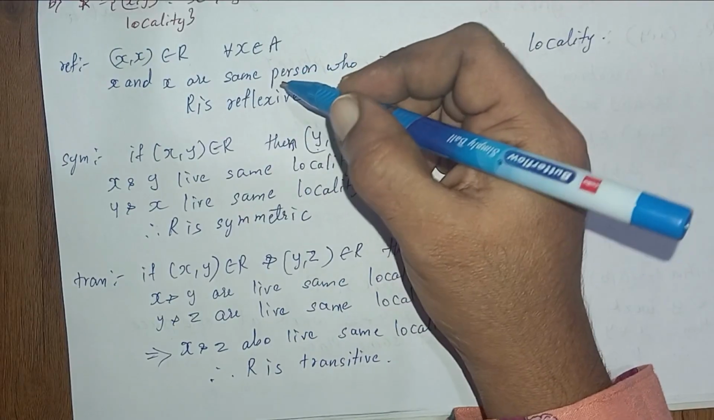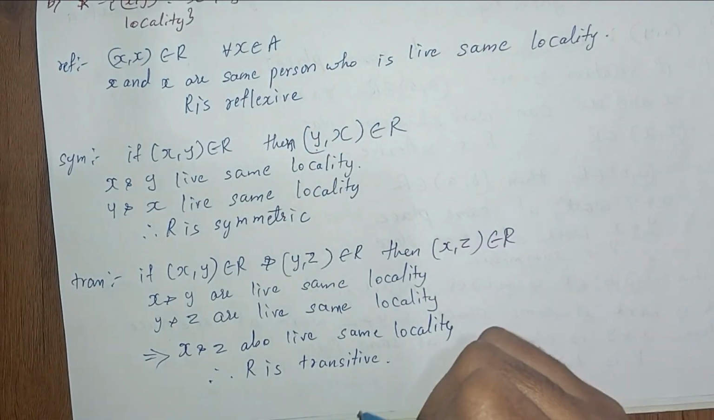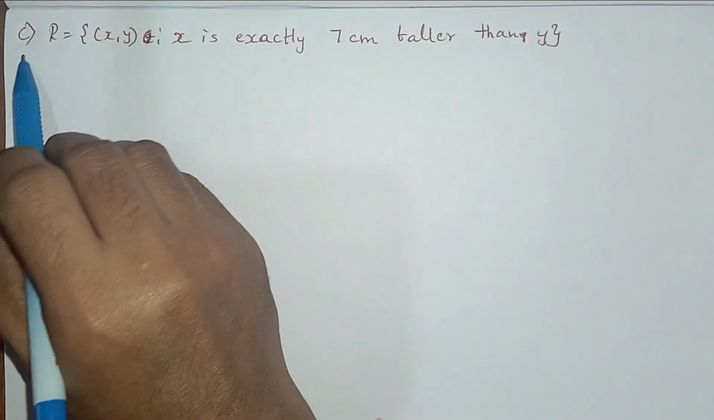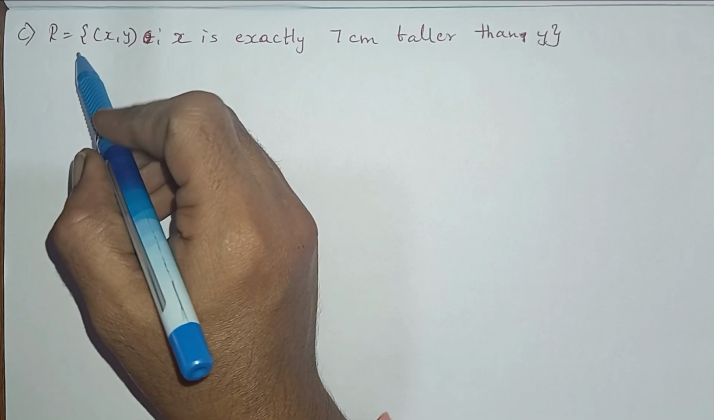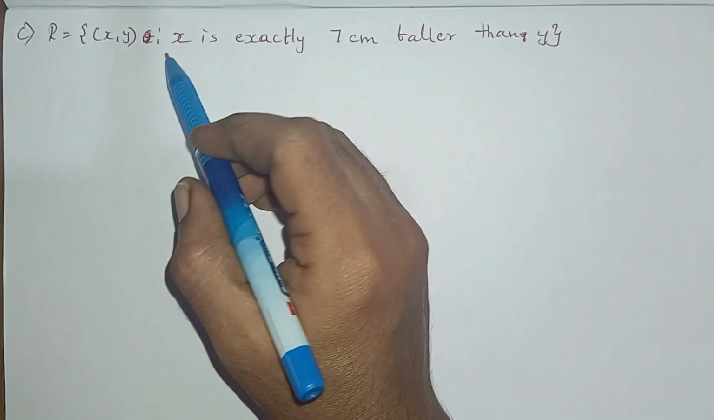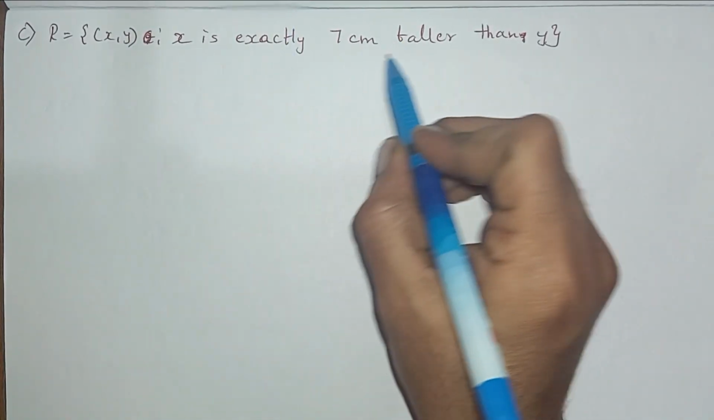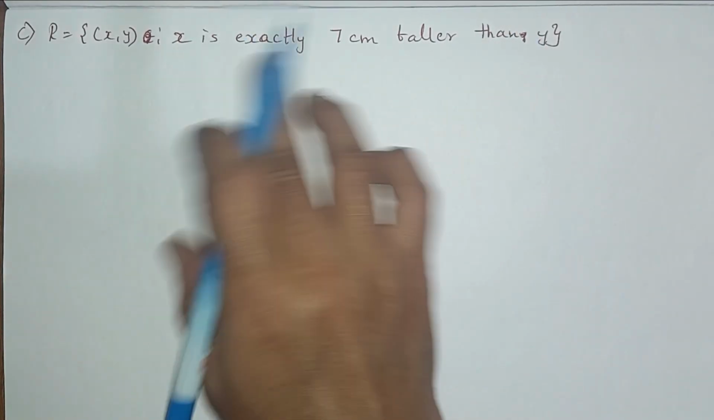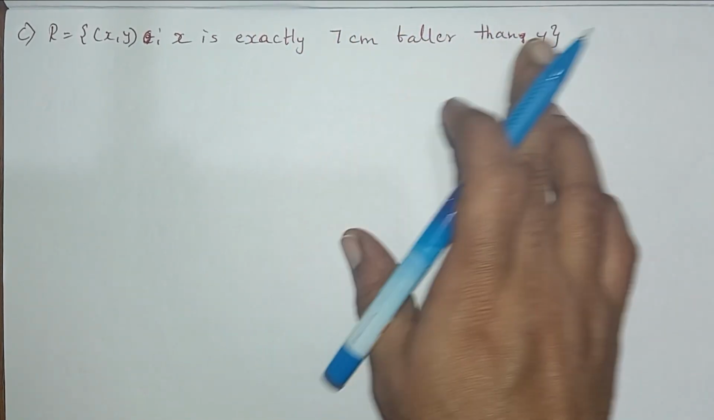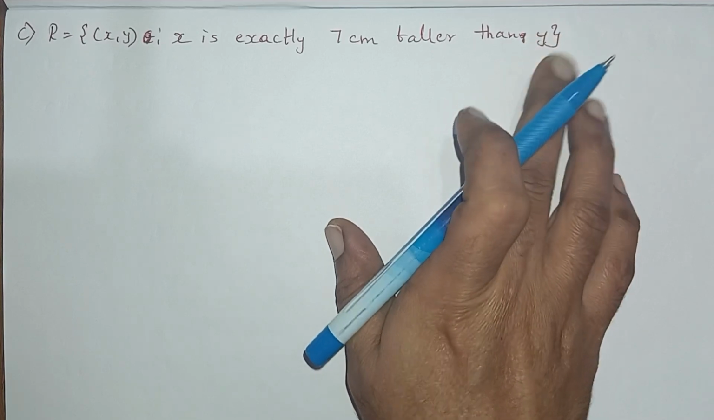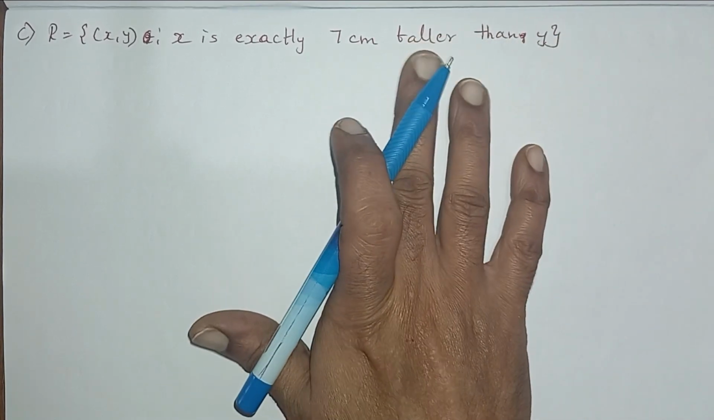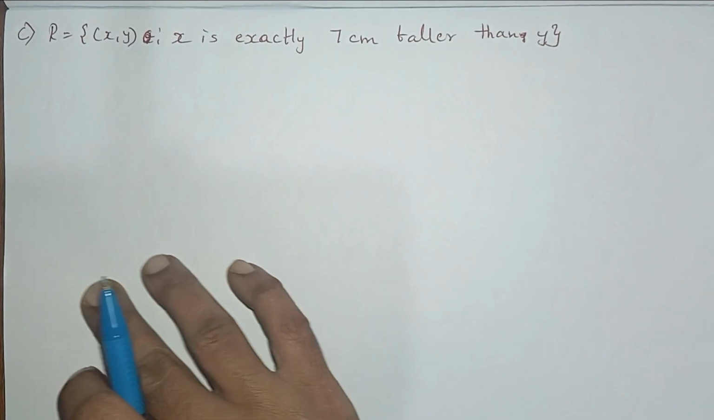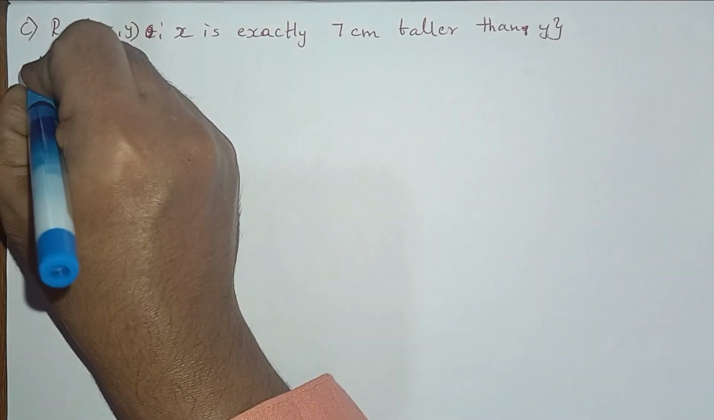So in this question, we have proved that it is reflexive, symmetric and transitive. Next question, R is equal to {(x, y) such that x is exactly 7 centimeters taller than y}. Here they have given that person x is exactly 7 centimeters taller than y. So here we have to check for reflexive, symmetric and transitive. The first is reflexive.